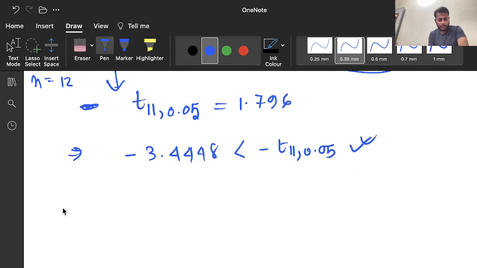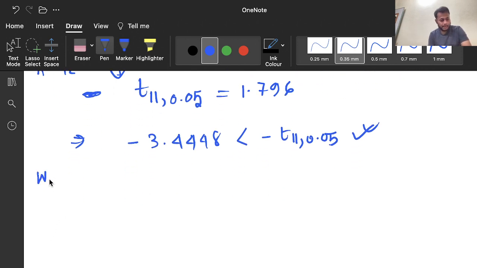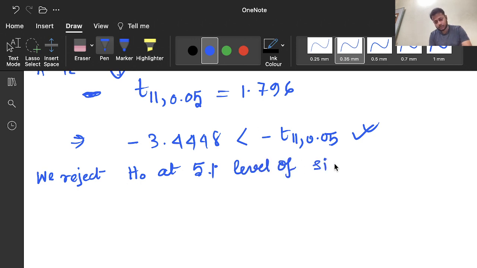So we say we reject H0 at the 5% level of significance.